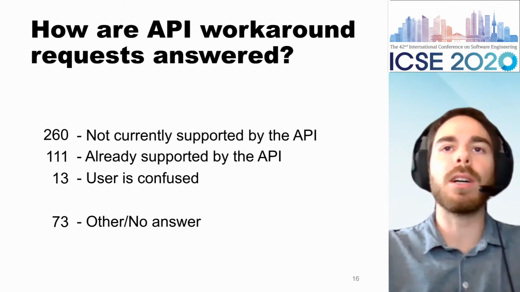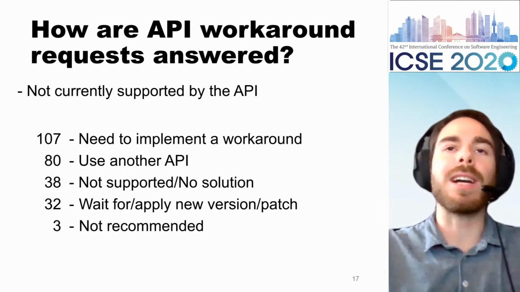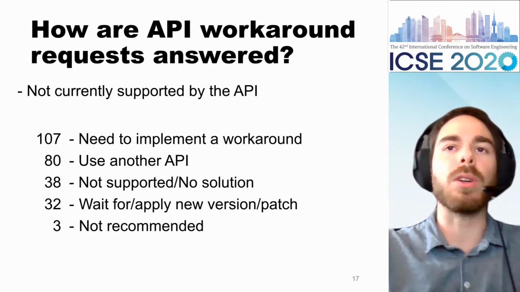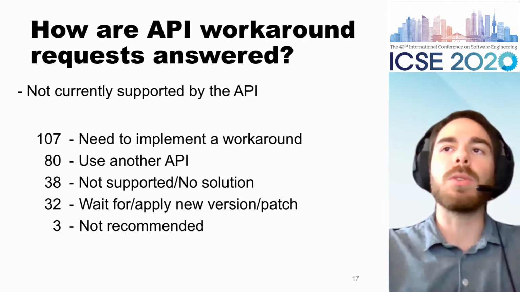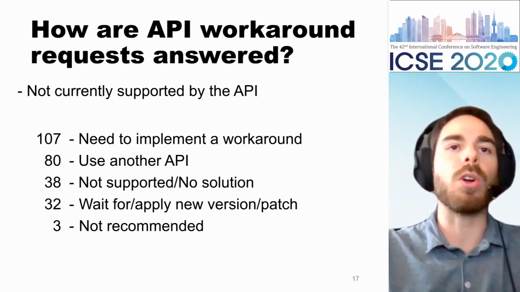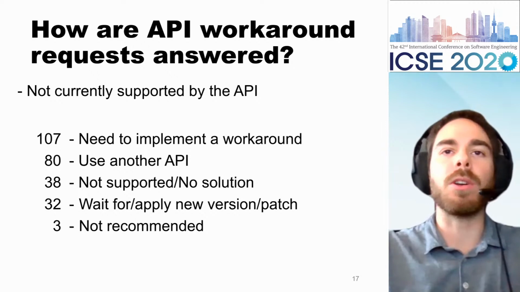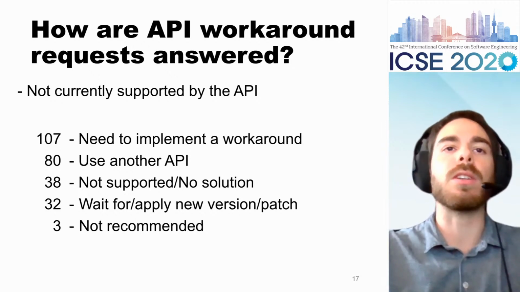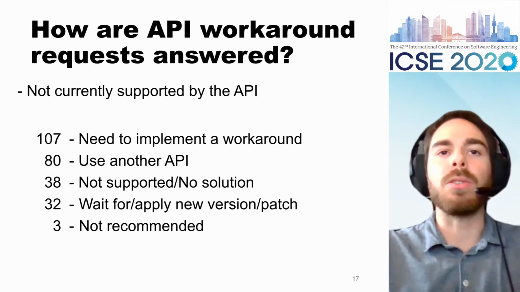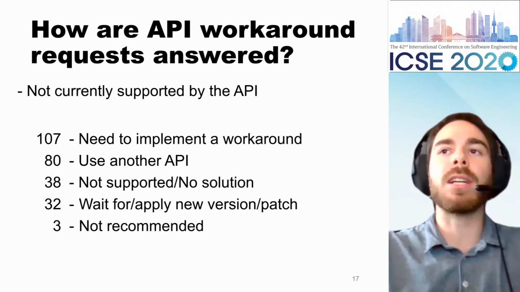If we concentrate on the not currently supported by the API, we have 5 different main reasons why, or how, people were told to get these workarounds to work. Either they're told you need to implement a workaround, this will not work without a workaround, you're not confused, this is a problem, here's how you get what you want to work. In 80 cases, they're told use another API. The API you're trying to use is not going to work for this, but there exists another API. You don't need a workaround, just use another API. In 38 cases, the users were told this is not supported, there's no solution, don't bother, even a workaround won't work. In 30 cases, they're told actually, people have complained about this before, a patch is coming, just wait for it, or install the new version, it's going to work, you don't need a workaround.